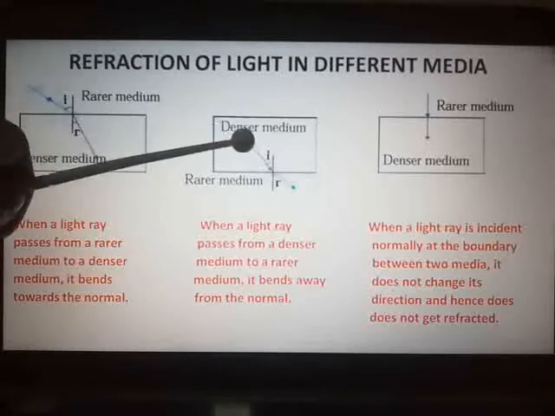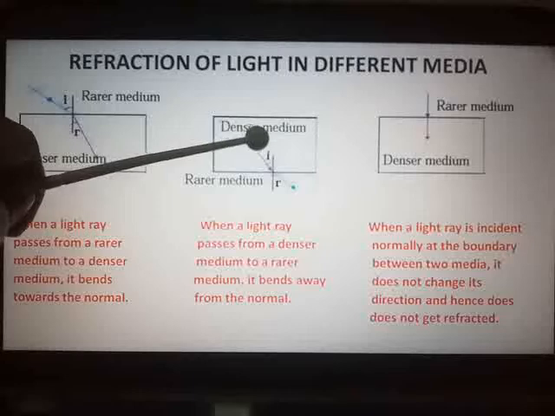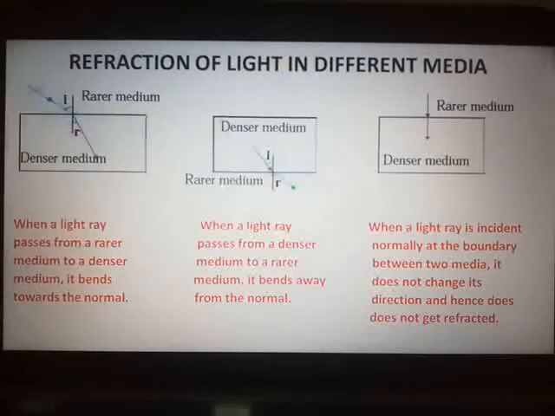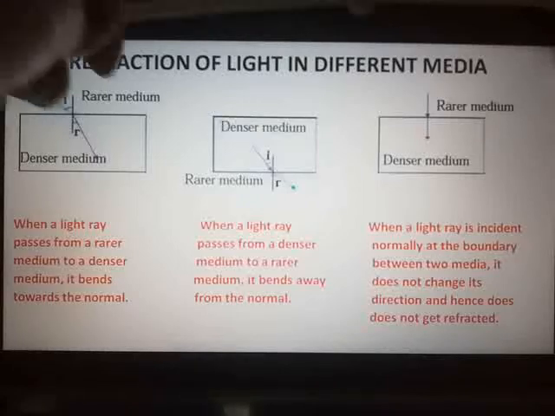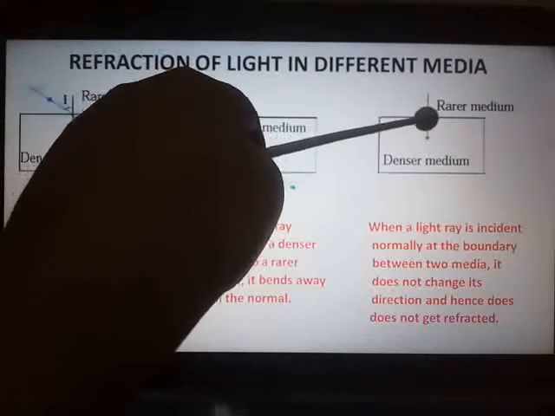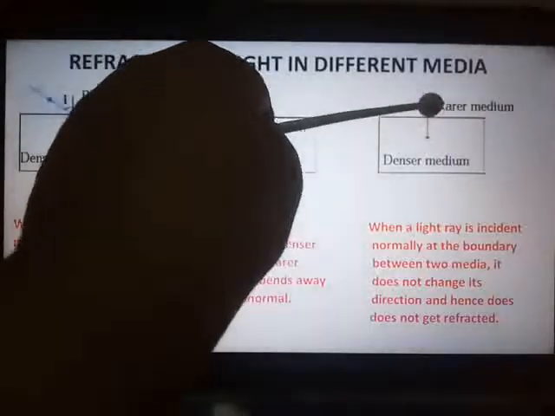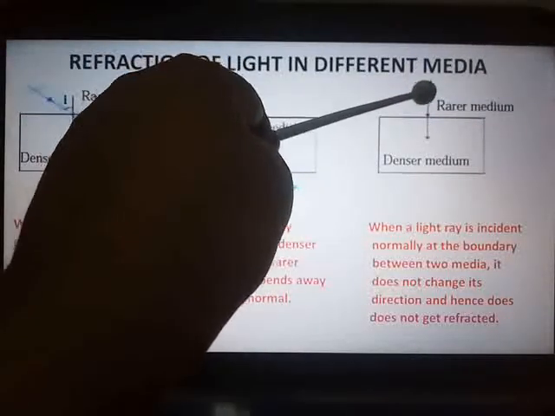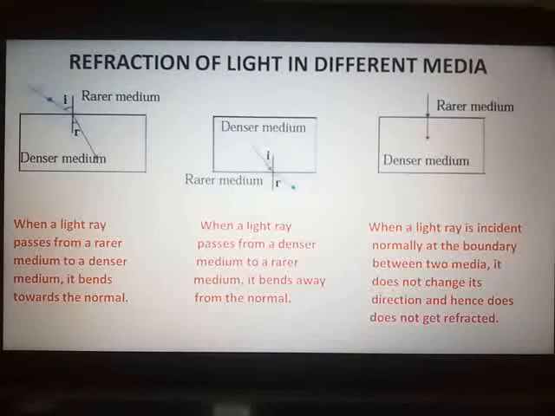Exactly opposite, when a ray of light travels from a denser to a rarer medium, it bends away from the normal. And in the third case, when a light ray is incident normally at the boundary between the two media, it does not change its direction and hence it does not get refracted. So this is the behavior of a ray of light as it passes through different media. Be prepared with this answer also for 3 marks in the board exam.